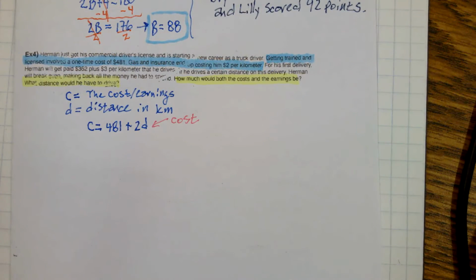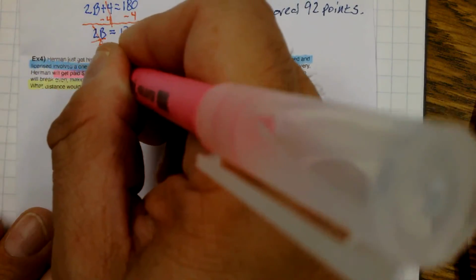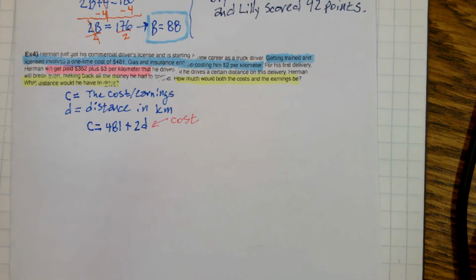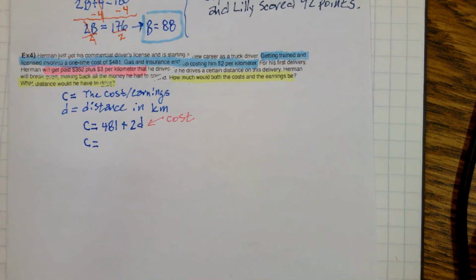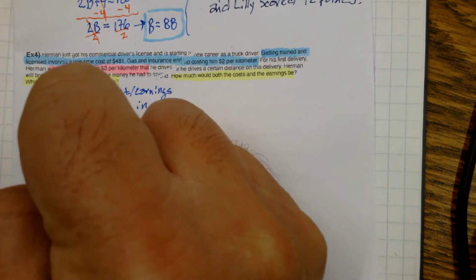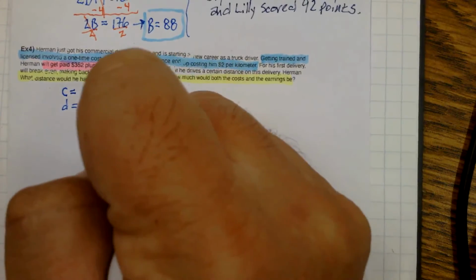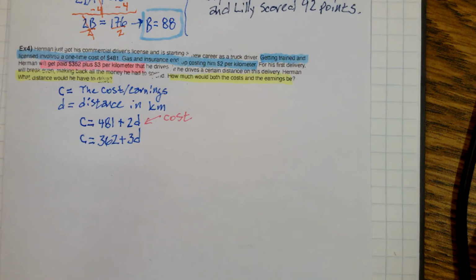That's the cost. Let's talk about the earnings, how much he's getting in, how much he's making, if you will. And so, yeah, he'll get paid $362 plus $3 per kilometer. So let's set that up. That's going to be his earnings, but we're also calling it C. And C in this case is 362 plus $3 per kilometer, 3D. Okay, so this is the earnings.